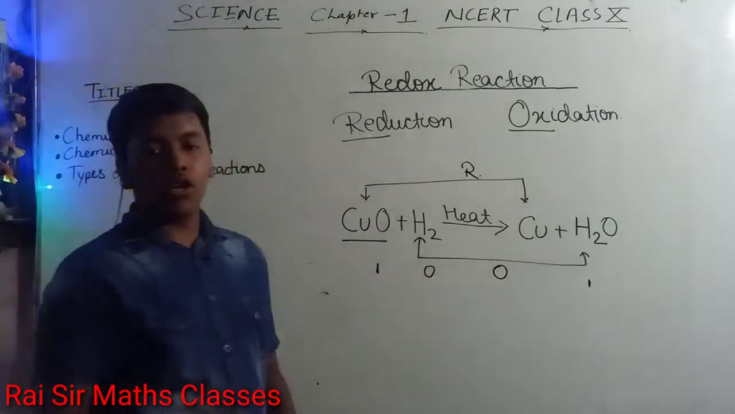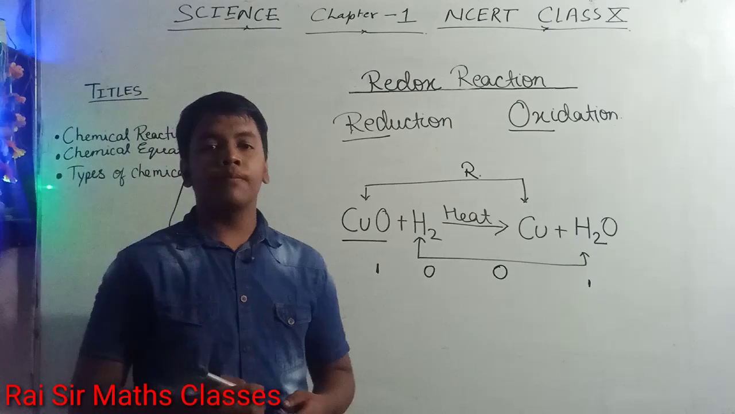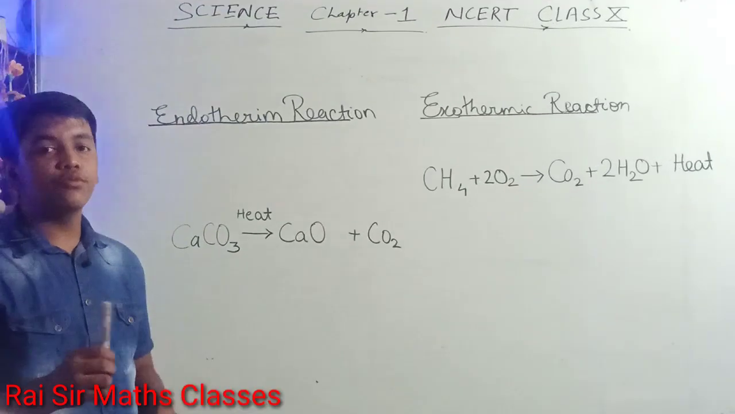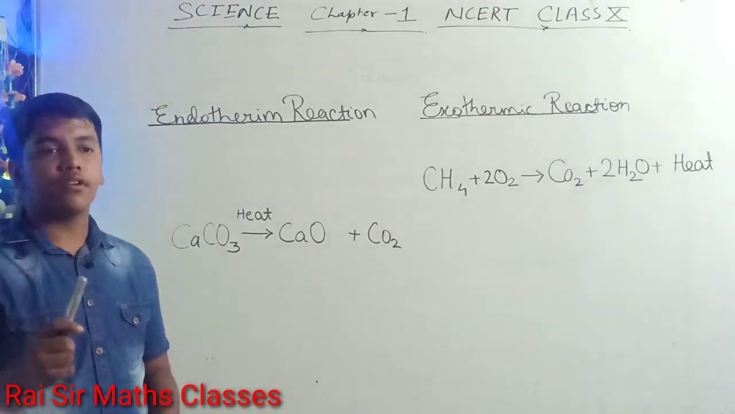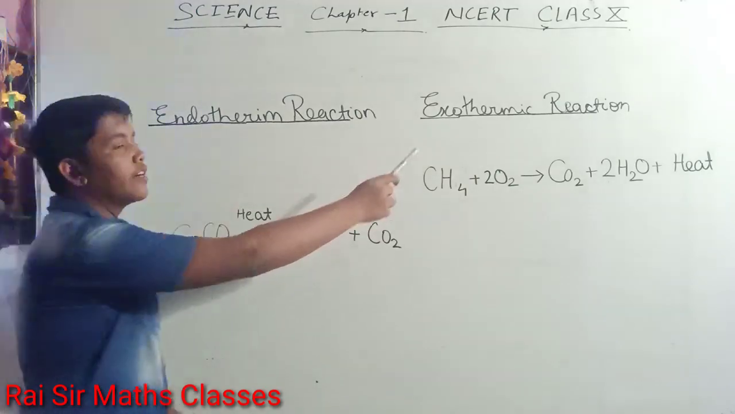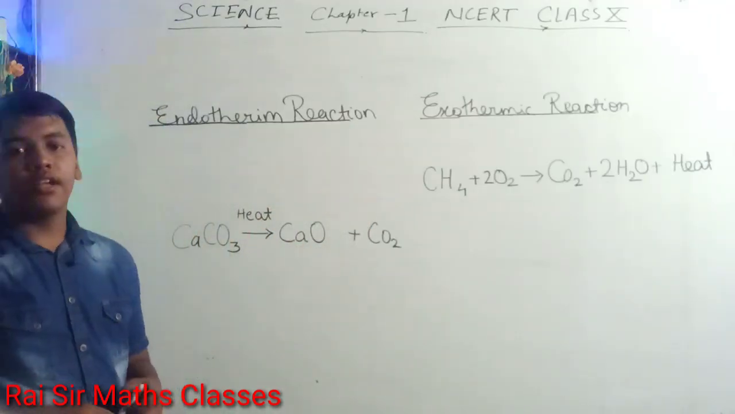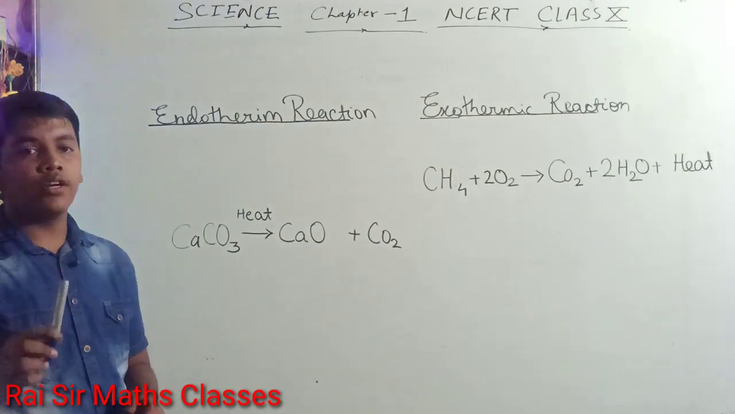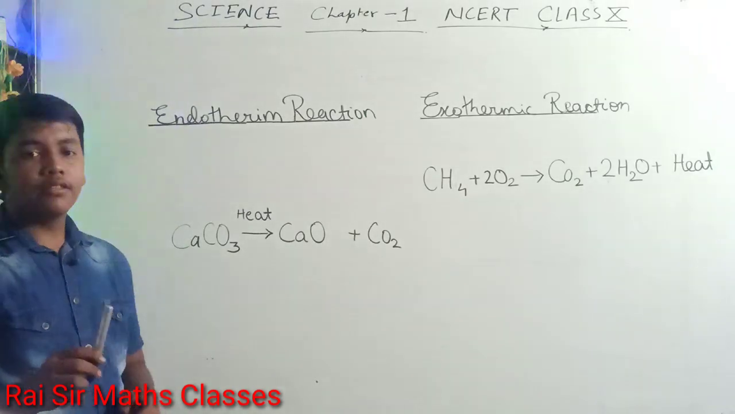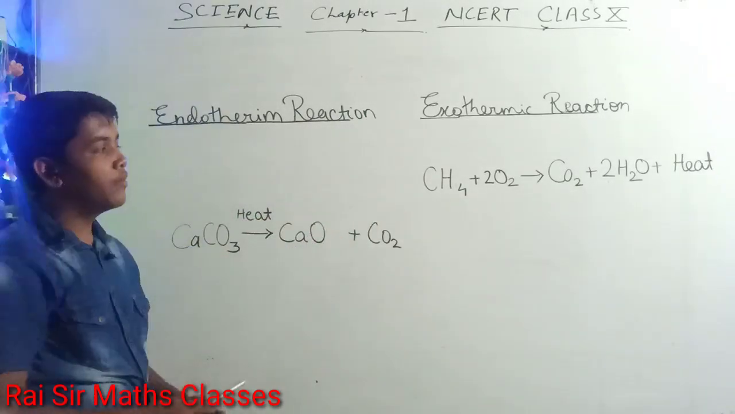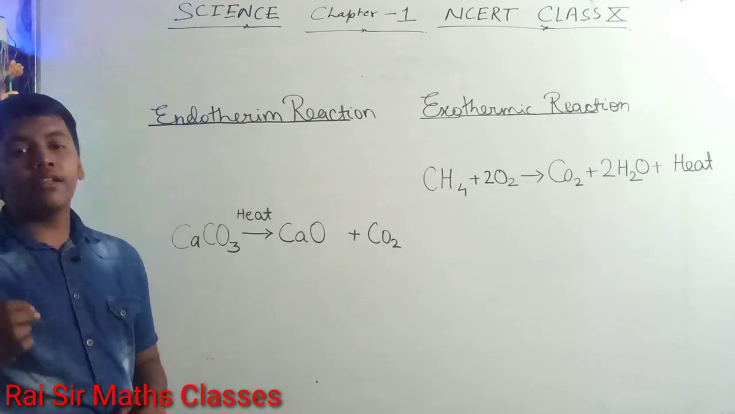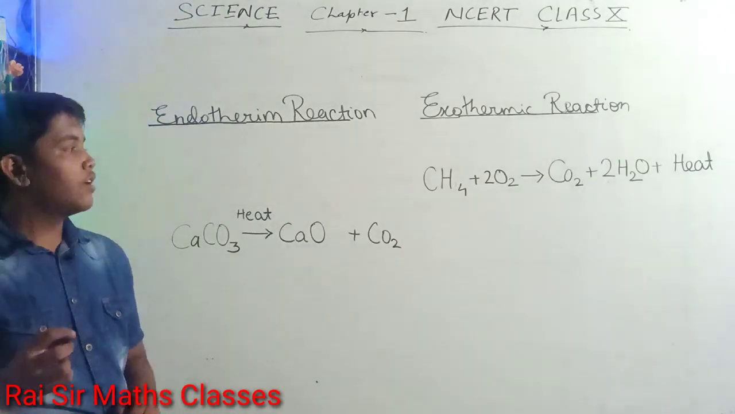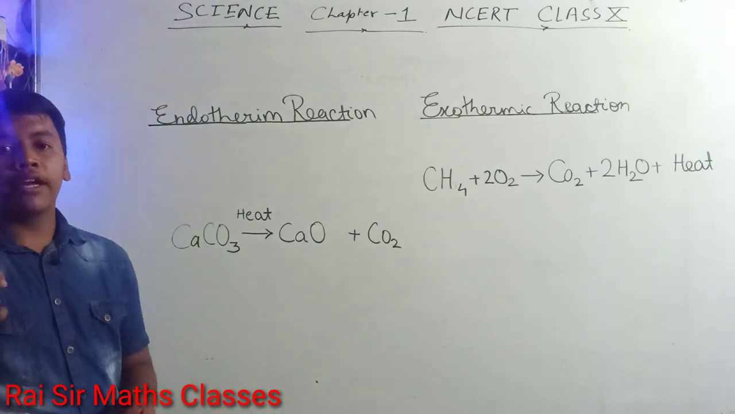Now we see the next types of reaction, on the basis of transfer of heat. First one is endothermic, second one is exothermic. An endothermic reaction is a reaction in which we apply heat for it to decompose or break down into two or more particles. Likewise, an exothermic reaction is a reaction which produces some heat energy, like becoming hot or giving some flame.